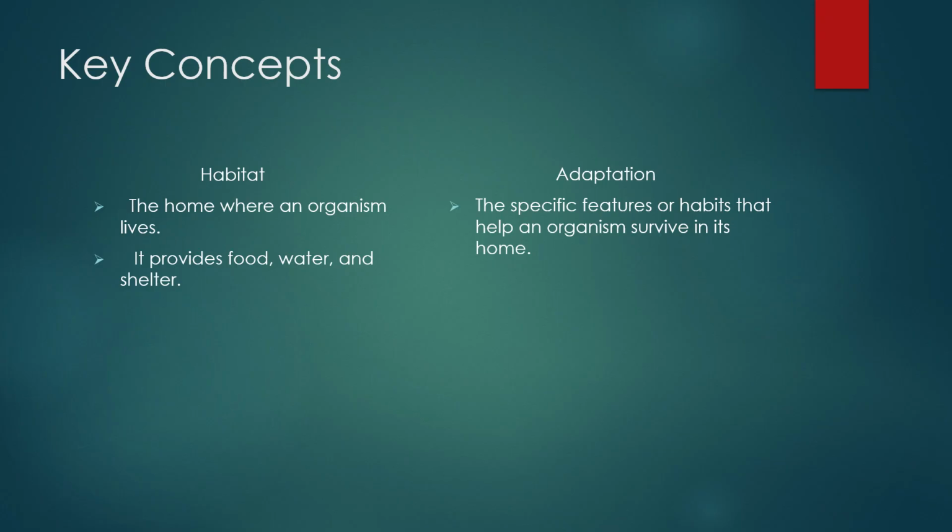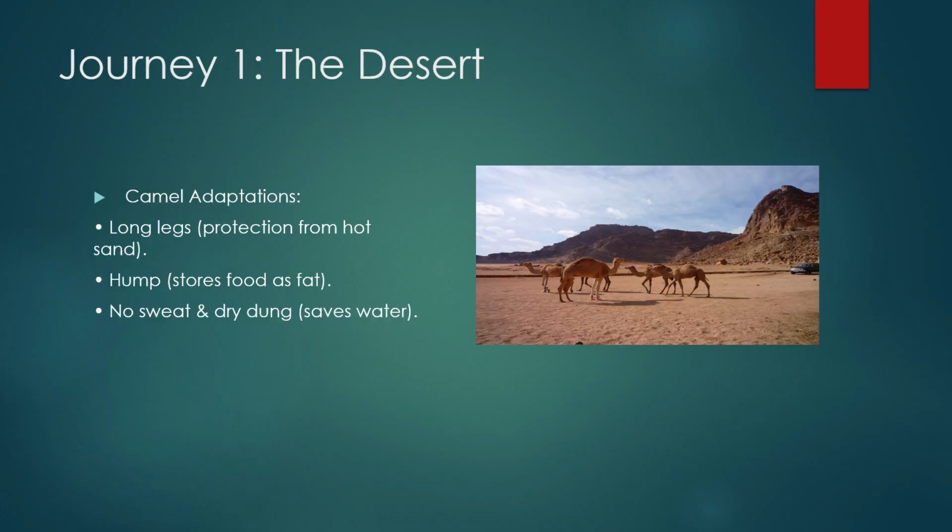Second is adaptation. This is amazing. Adaptation means the specific body features or habits that help an animal survive in its home. It does not happen in one day. It takes thousands of years for animals to change and adapt to their surroundings.